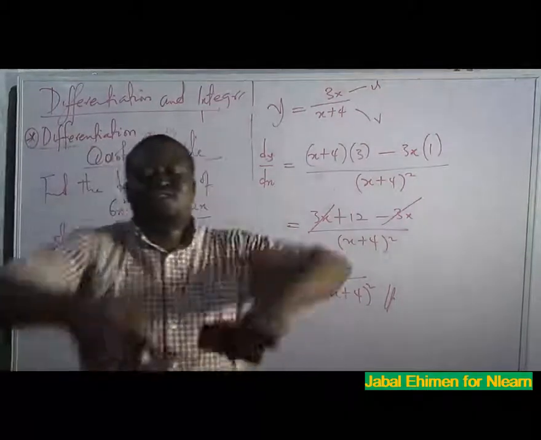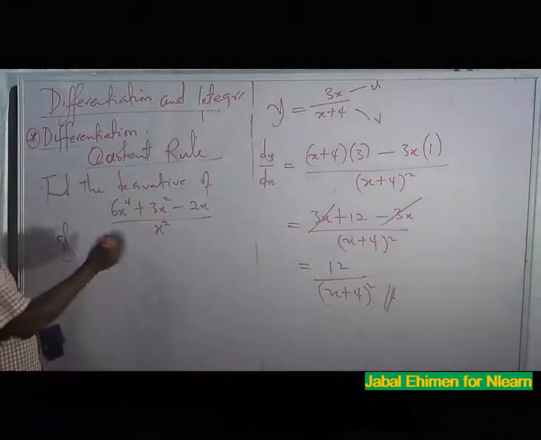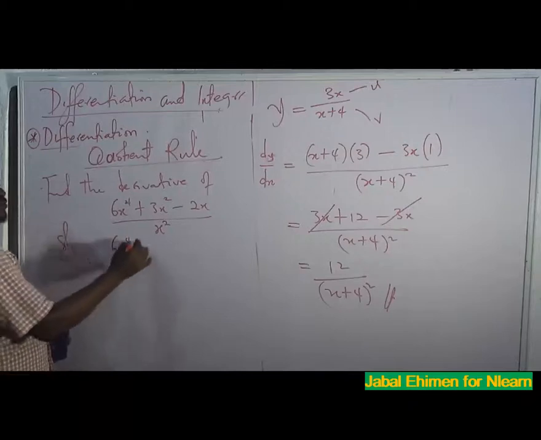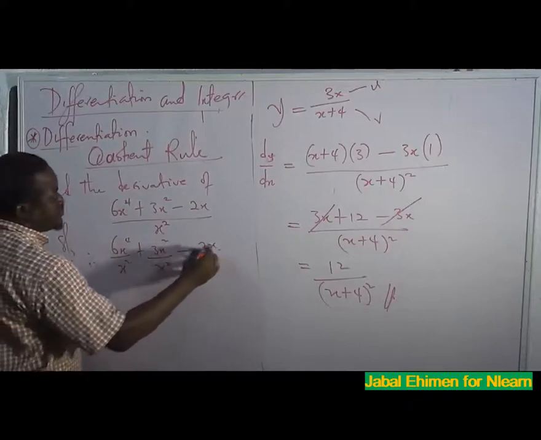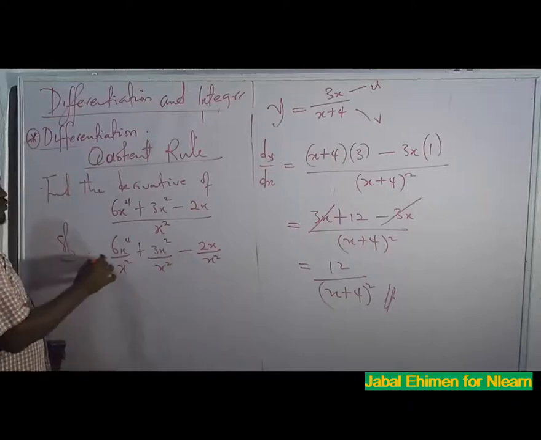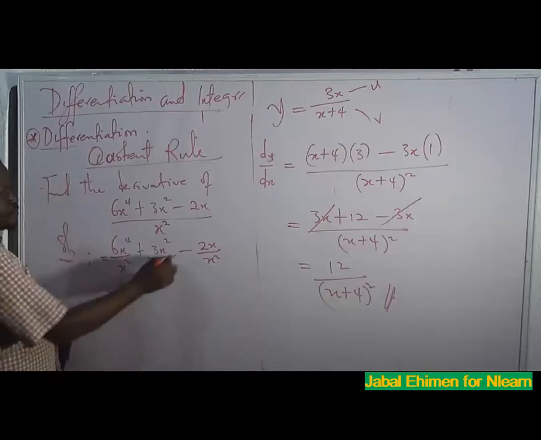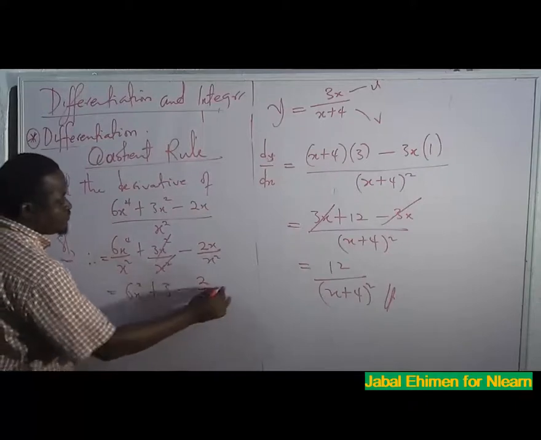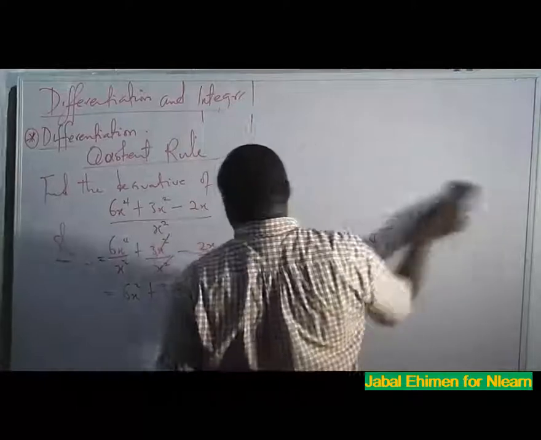So what you do is you try to simplify first of all. How do you simplify this? You divide all through: 6x raised to power 4 divided by x squared, plus 3x squared divided by x squared, minus 2x divided by x squared. So what you finally get here is 6x squared, this will cancel, plus 3 minus 2 over x. So if you're having something of this nature, it's easy to calculate now.